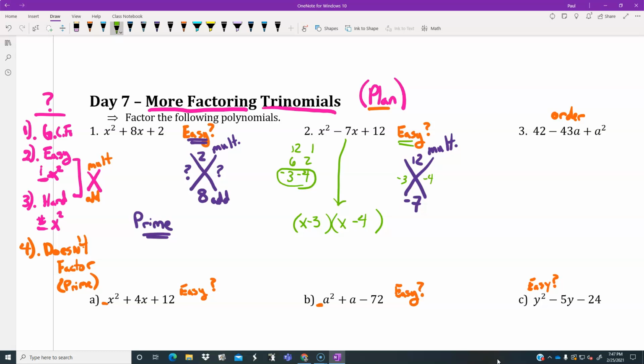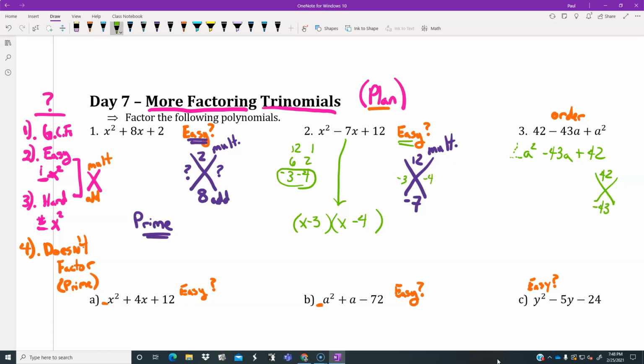Okay, number 3. Ooh, the order. That's what I wrote down there. Maybe we should put the squared term first, and then the middle guy, and then this guy at the end. So a squared minus 43a plus 42. Just moving around some ideas to get them going the right way. Oh, that's a 1 in the front. That must be an easy one. Multiplies to 42, adds to -43.